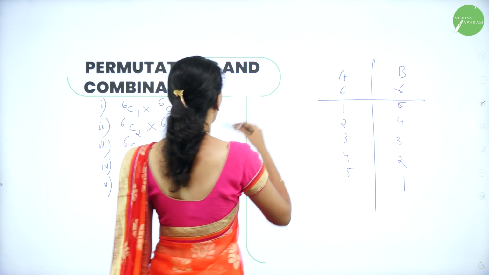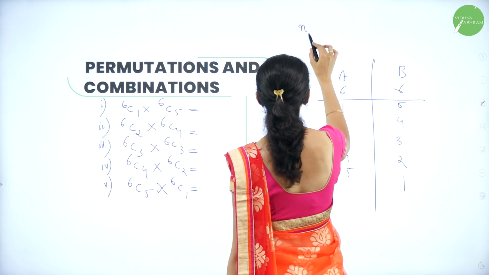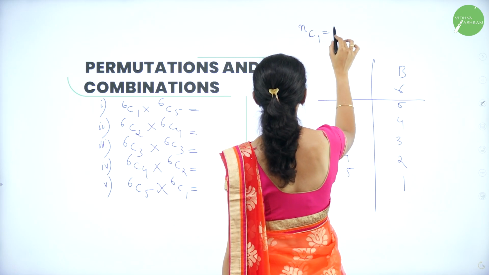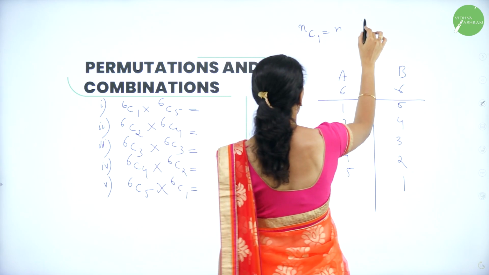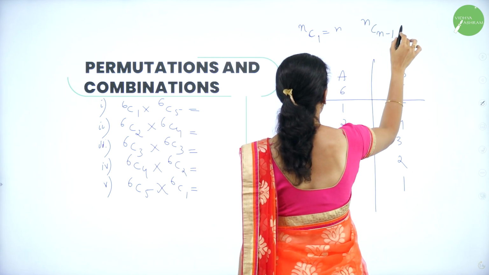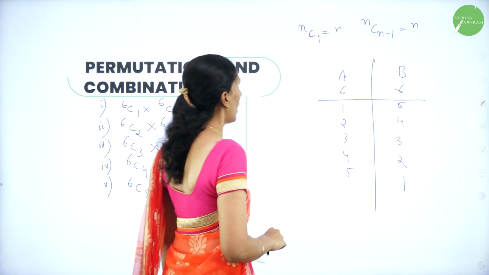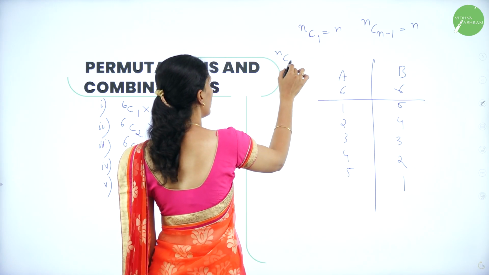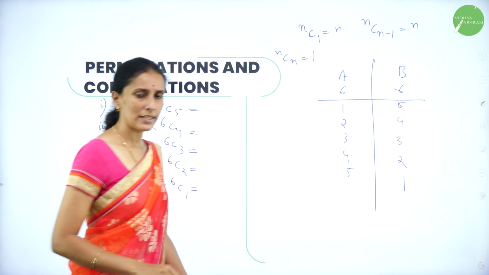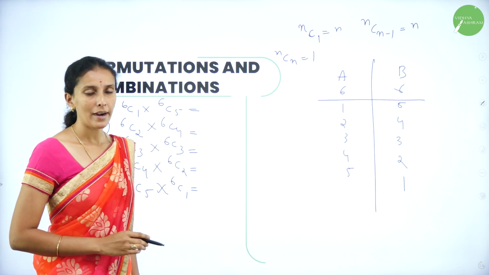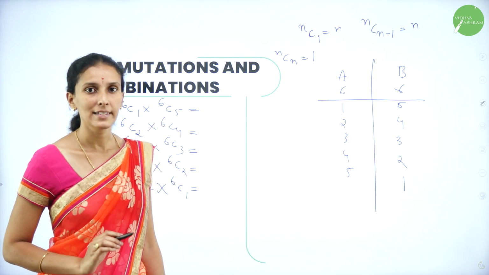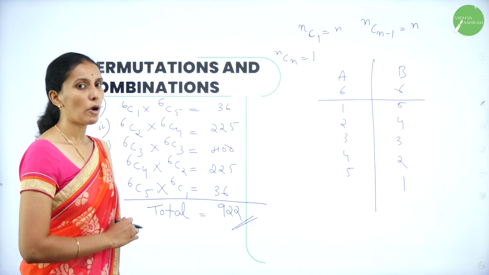So here also, for simple calculation, NC1 is N, NC(N minus 1) is also N, and if you have NCN, it is 1. Remember these simple properties. So I'll just write the calculation part and the total number of selections. So this is about the calculation.